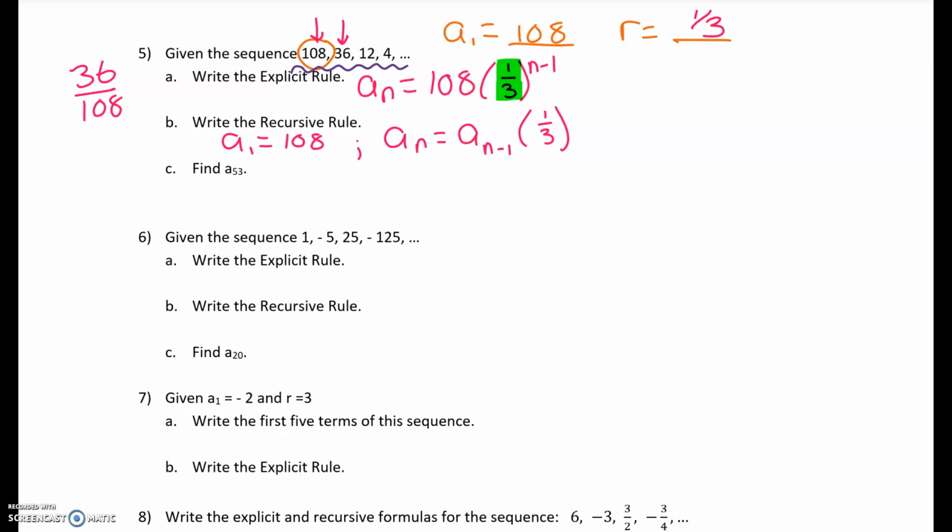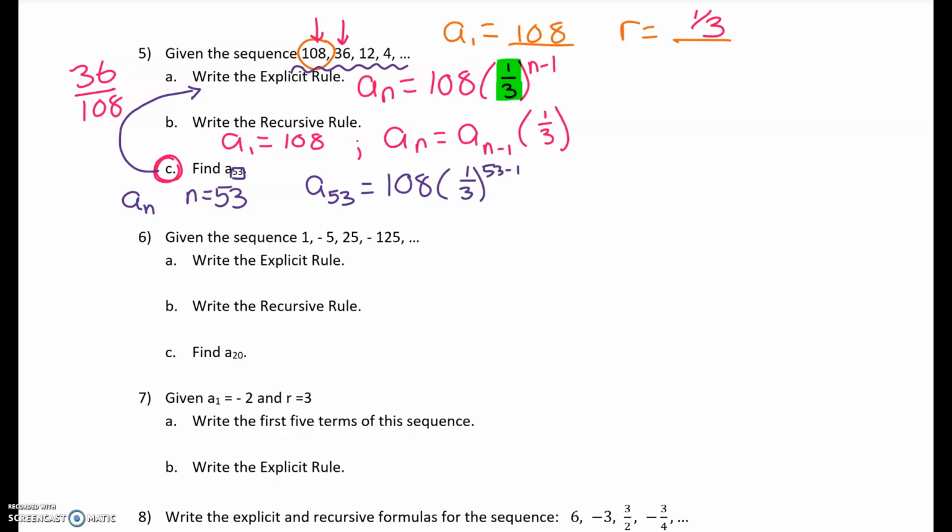Okay. Part C is the different part. Okay? Because now I say find a sub 53. Well, if you remember from arithmetic sequences, that looks a lot like a sub n. So that means 53 is now going to become our n value. So we're going to go back to the explicit, just like we did with arithmetic, and we're going to plug it in. So a sub 53, the 53rd term, is going to be 108 times 1/3 raised to the 53 minus 1.